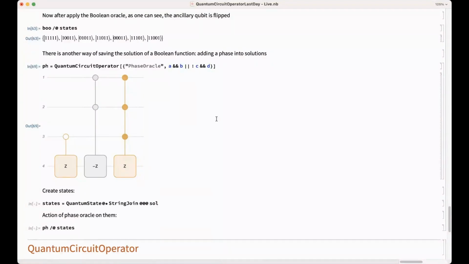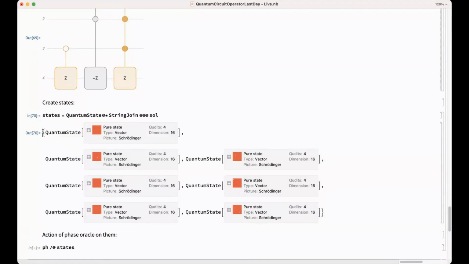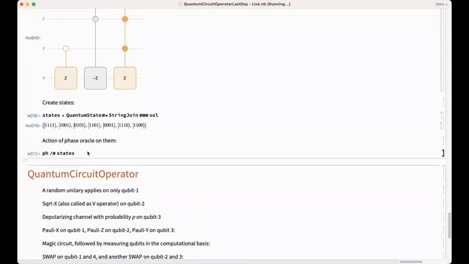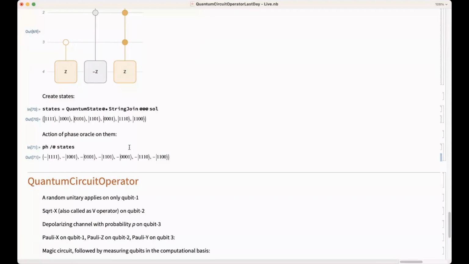For example, this time, let's prepare. There is no ancillary qubit. So let's prepare our states, again the solutions of the same Boolean functions. And this time, if we apply the phase oracle, you see the solution is in the phase of that state. And by the way, since we have a superposition of many states, this phase here is observable. It's because the phase is added only to the solutions, not to the overall state of your quantum system.